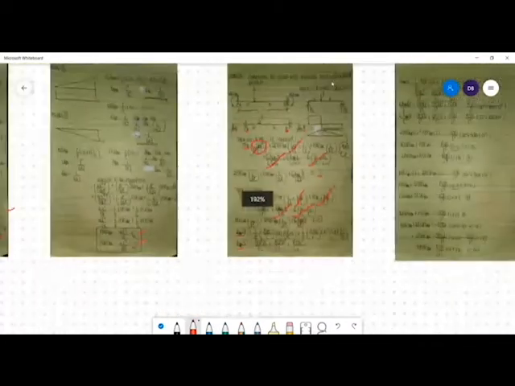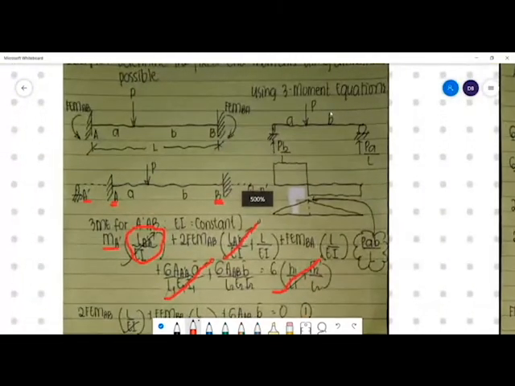We assume that the span is a simply supported beam. We have the reactions PB over L, then PA over L. Just check it out, okay? And then this is the shear diagram, assuming that B is greater than A. And then this is our moment diagram, with moment equal to PAB over L.